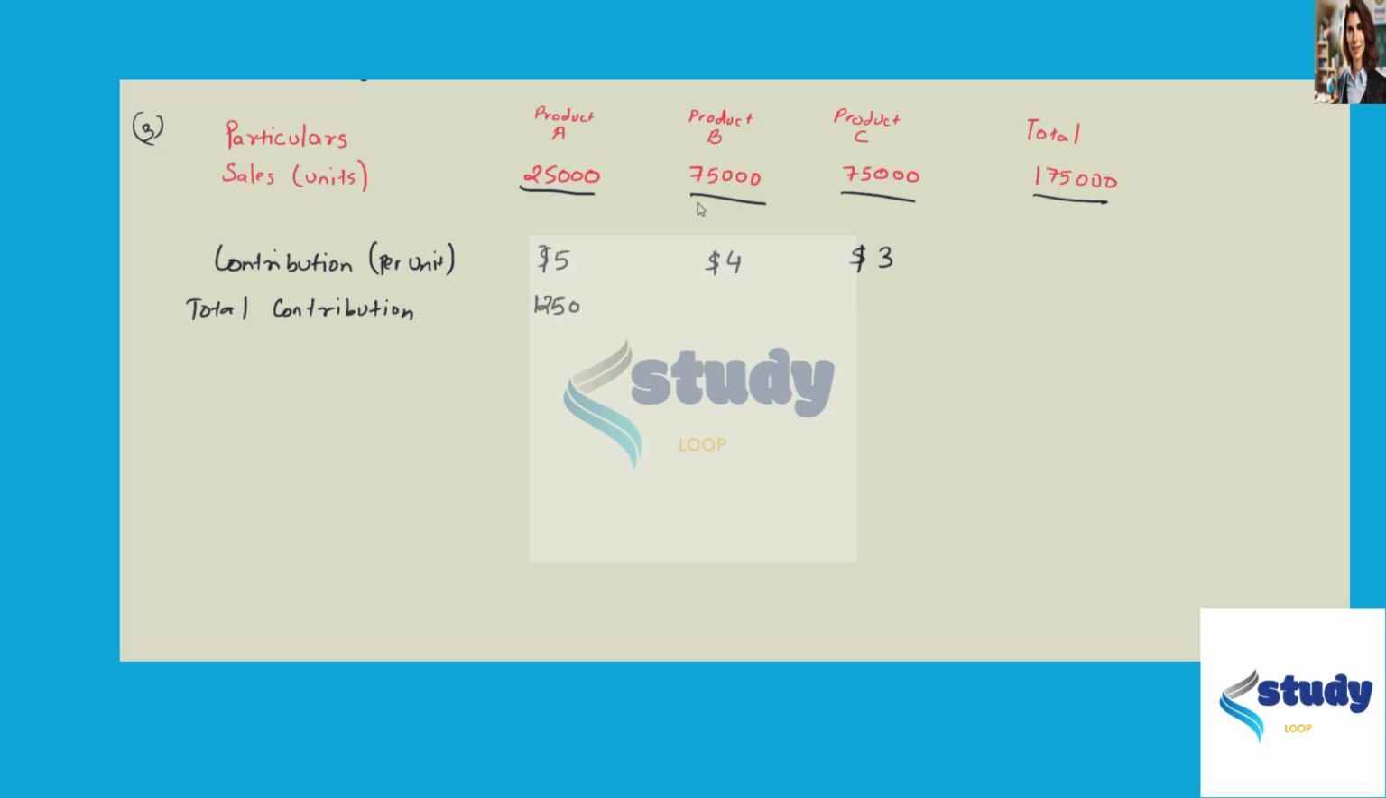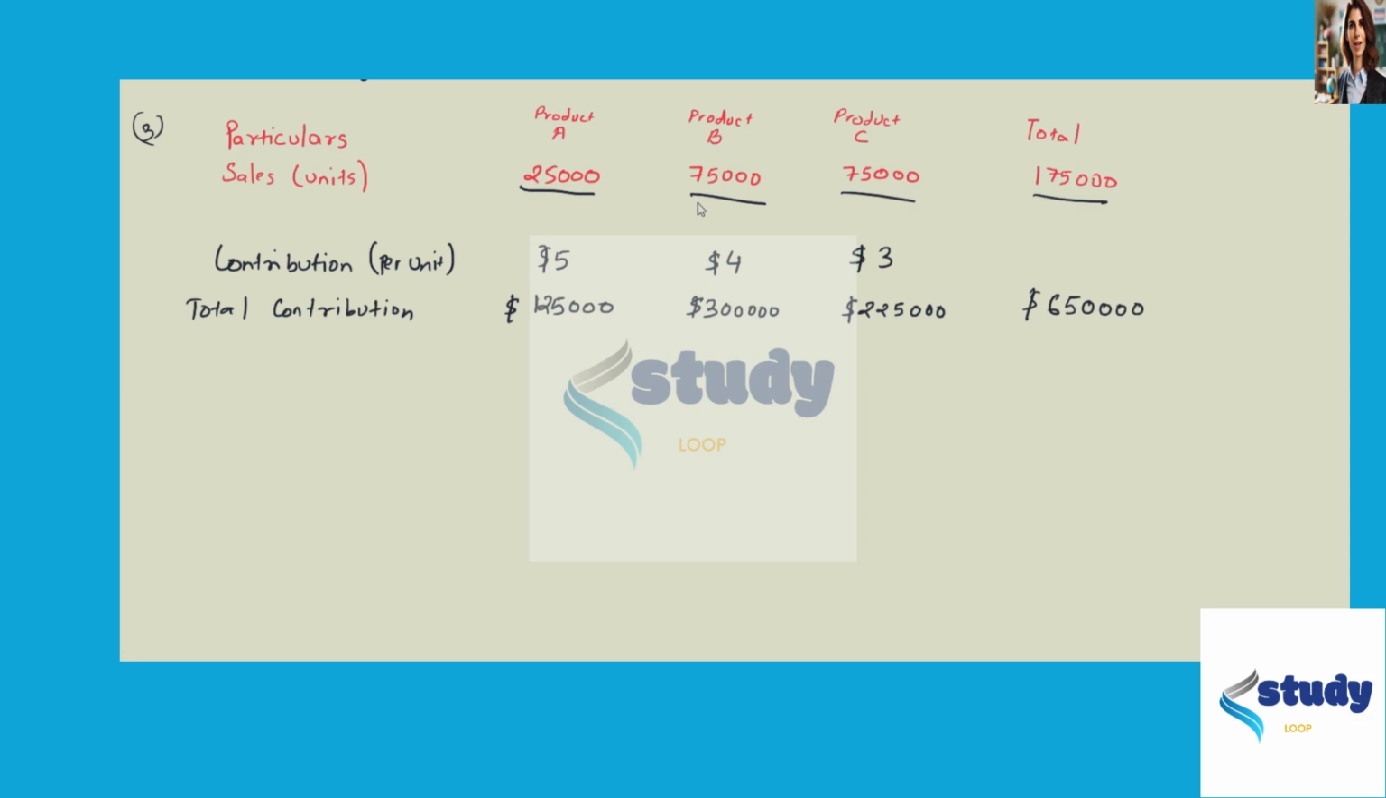125,000. Similarly for product B, we will be having 300,000, and for product C, we will be having 225,000. Okay, so total contribution will be contribution of A, B and C, that is 125,000 plus contribution of B and C. So total this will be coming $650,000. This is the total contribution that we will be having.